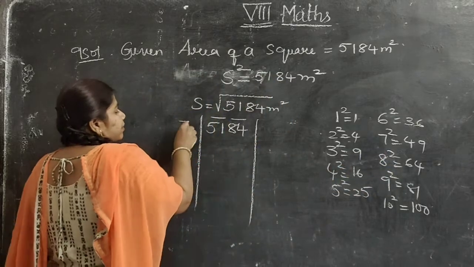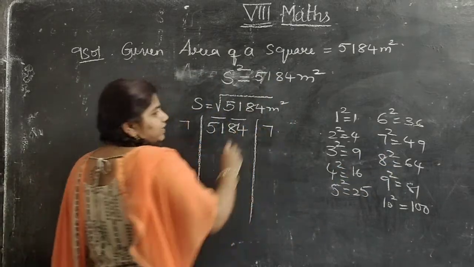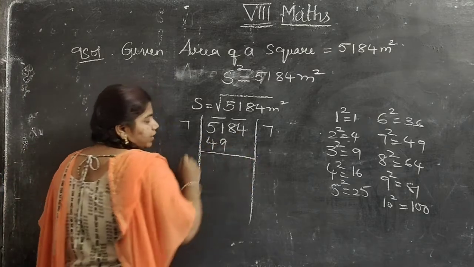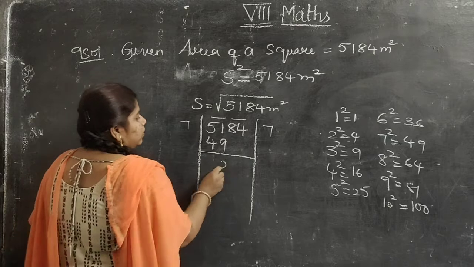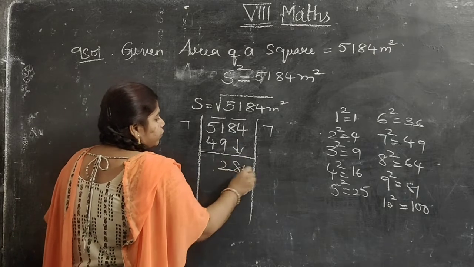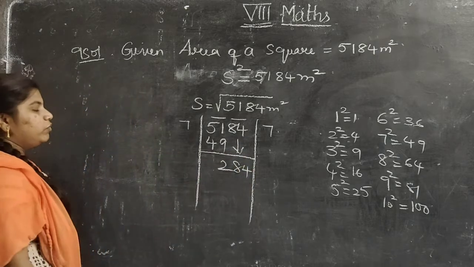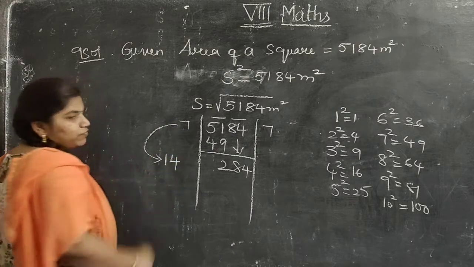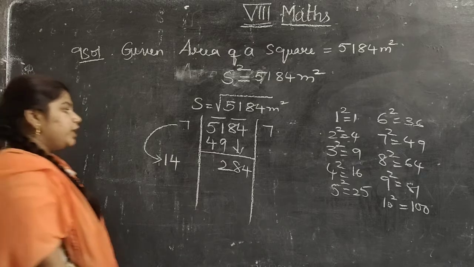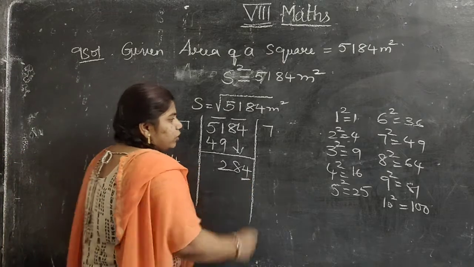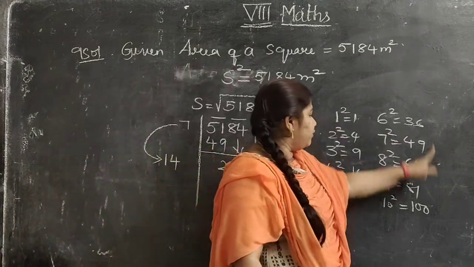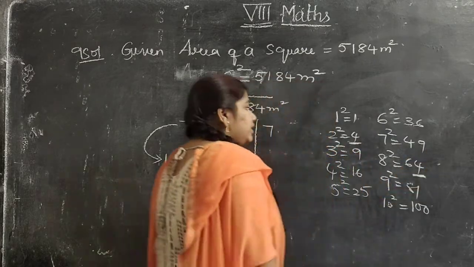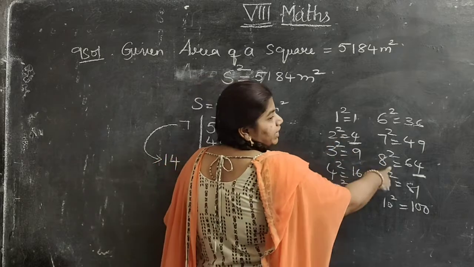Here I am multiplying 7 and here also 7. 7 sevens are 49, so the remainder is 2, and bring this 84 down. It became 284 now. Now you double this 7, that is 14. Double of 7 is 14. What is the last digit here? 4. Where do you see 4 as the last digit? In the case of 2 square and 8 square. That means the answer will lie in 2 or 8.